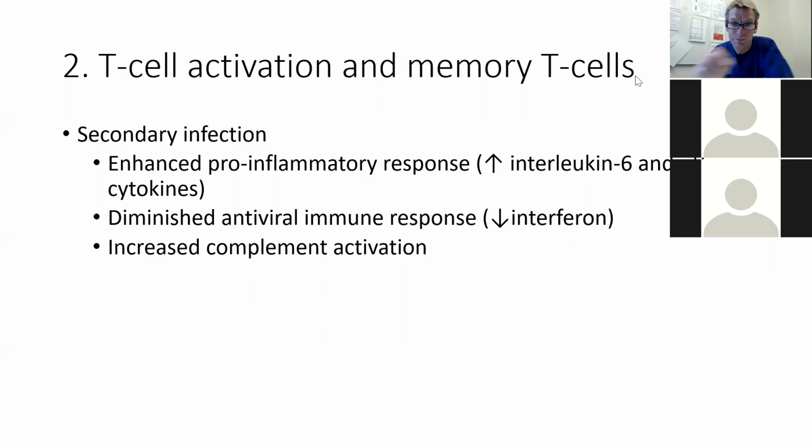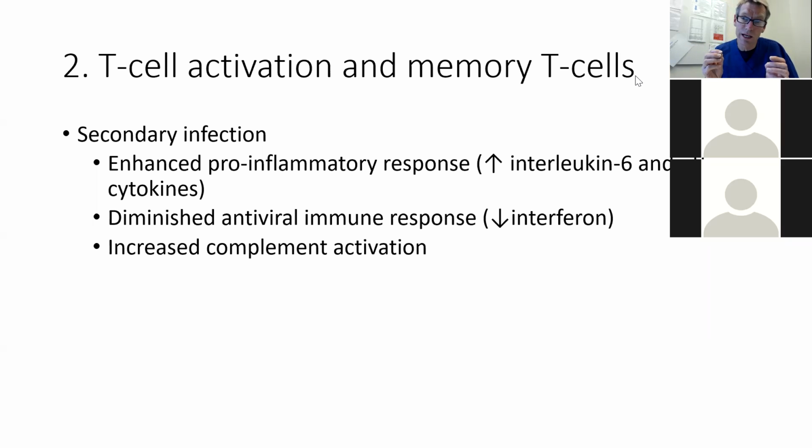So as well as antibodies, that's the humoral immune response. There's also a T cell immune response. And remember, the immune system has several parts. There's the humoral immune system, there's a T cell immune system, and then there's the innate immune system, which is like neutrophils and phagocytes and that sort of thing.